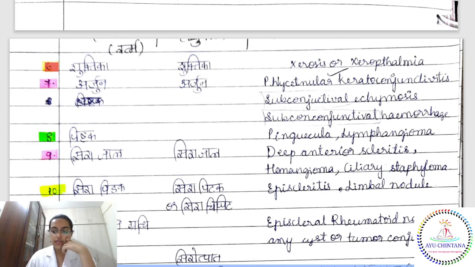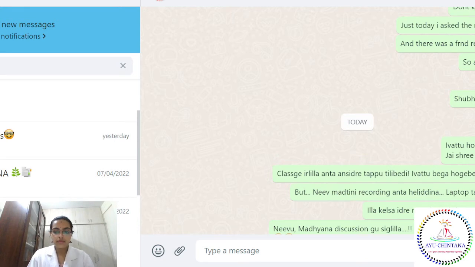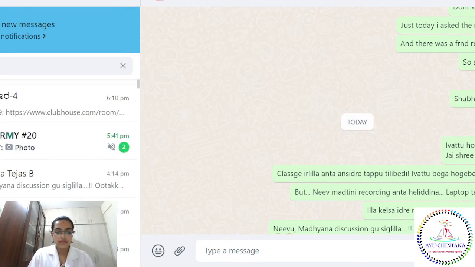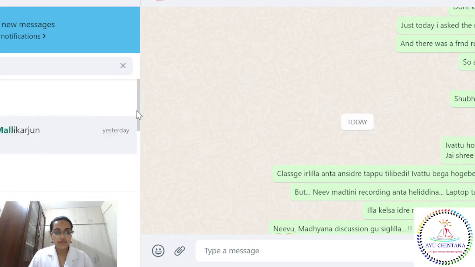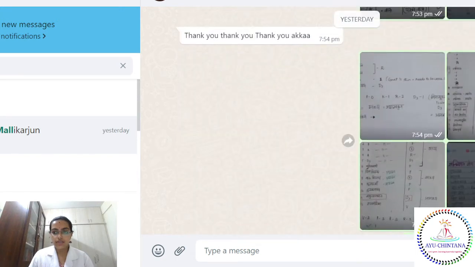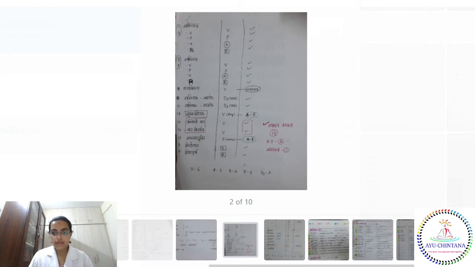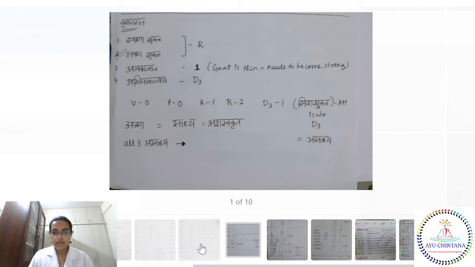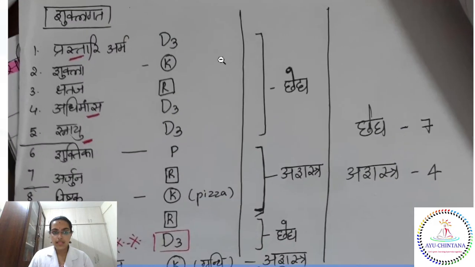Prastari Arma, Adhimamsaja Arma, Snayuja Arma and Sirapidaka. I'll show you the table which I have written. Is the screen visible to you guys?